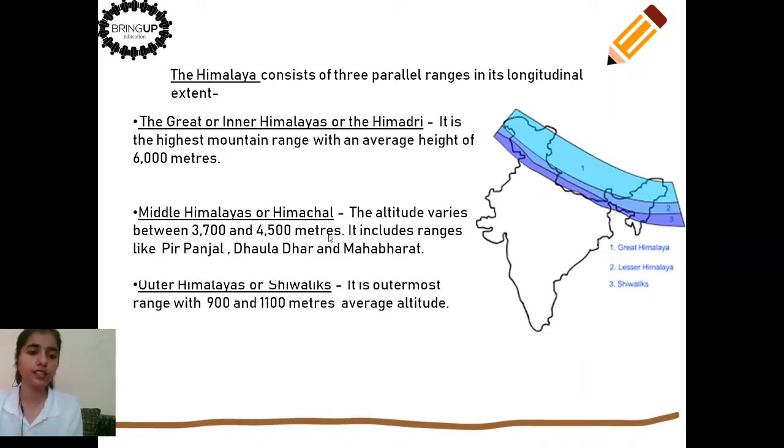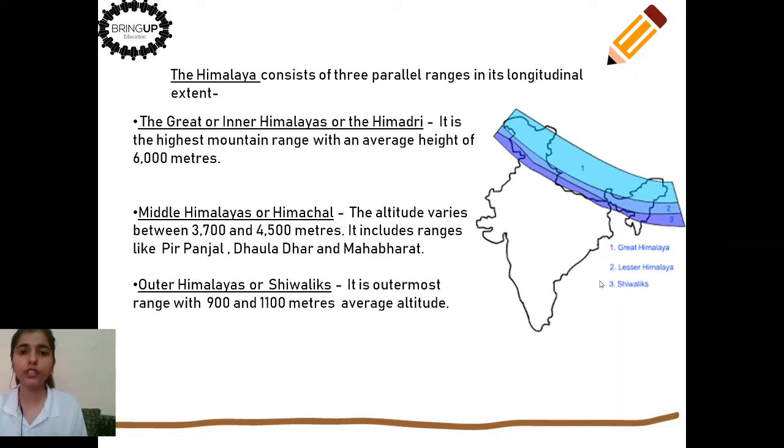Moving on to the next, the Outer Himalayas or Shivaliks. Shivaliks are the outermost range with an average altitude of 900 to 1,100 meters. It is marked as number 3 in the given map, and the Shivaliks are formed by the sediments brought down by the rivers from the north, and the valleys are composed of gravel and alluvium.